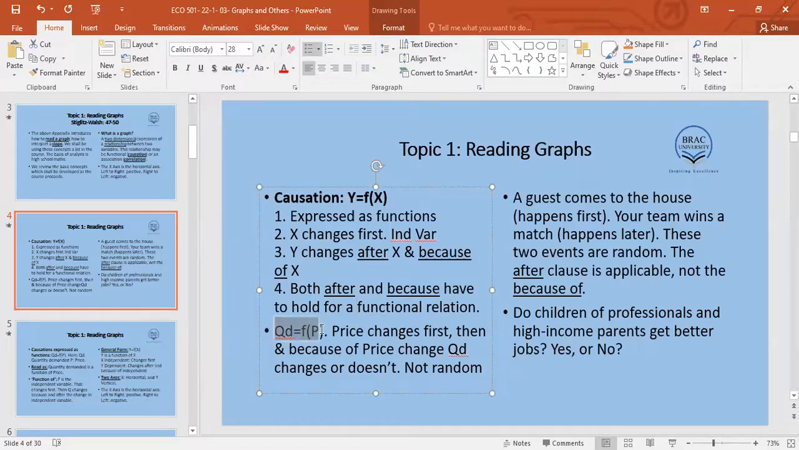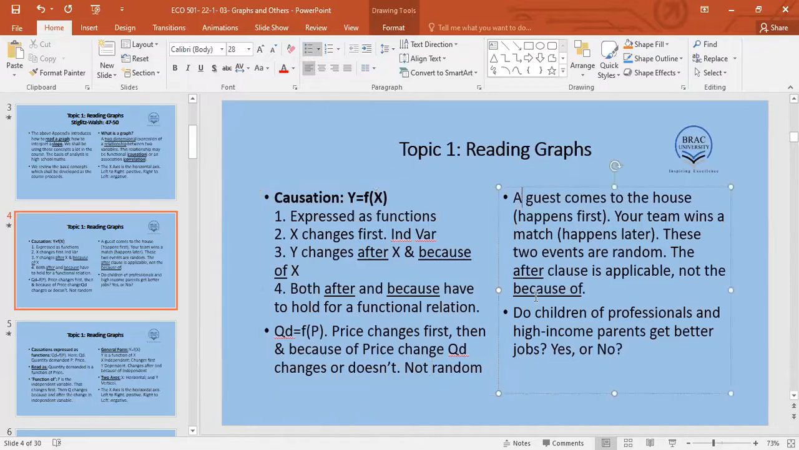Now, if we write something like this, quantity demanded by a household is a function of price, then we are saying that price changes first, then the household decides how to dictate their consumption pattern for that particular month, how to react to the price. Can we say this is a functional relationship, quantity demanded is a function of price? Yes, price is the independent variable and quantity is the dependent variable. Why? Quantity demanded changes after the price and because of the price. So this is not a random event.